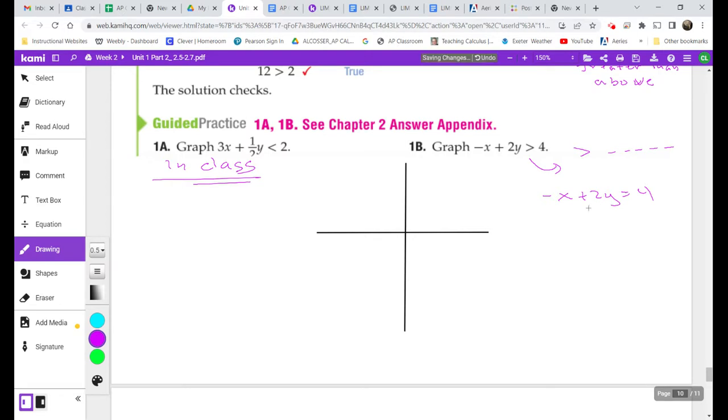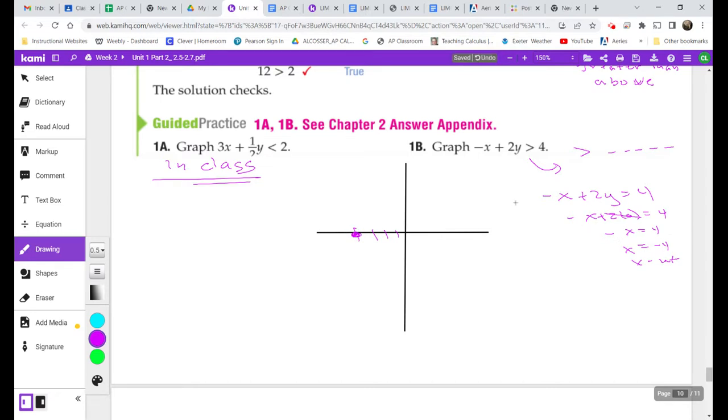And I'm going to find the x-intercept. So that means I'm going to plug 0 in for y. So negative x plus 2 times 0 equals 4. That's going to disappear. So negative x equals 4. x equals negative 4. That's my x-intercept. So that means I'm going to go over to negative 4. 1, 2, 3, 4. And I'm going to put my dot.